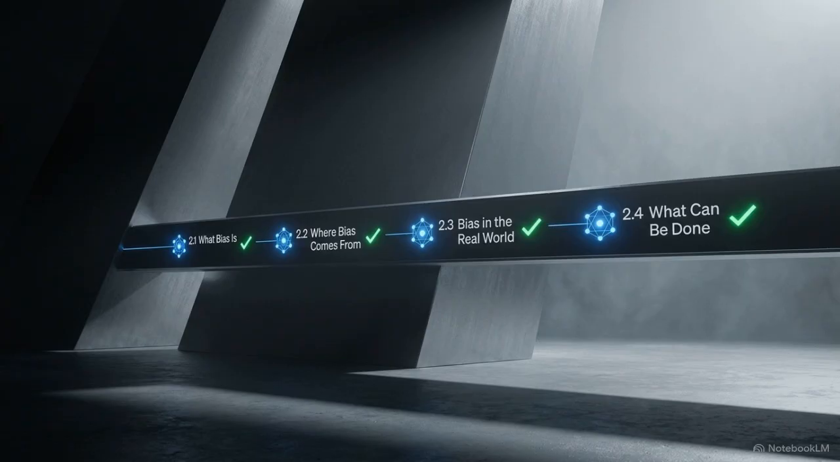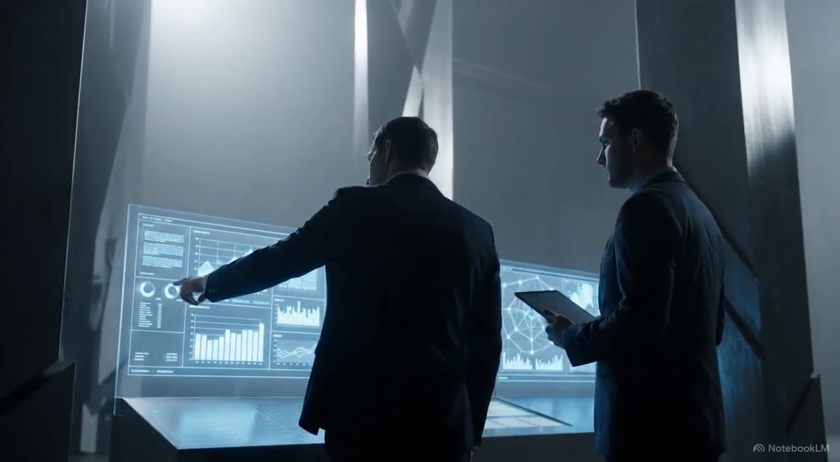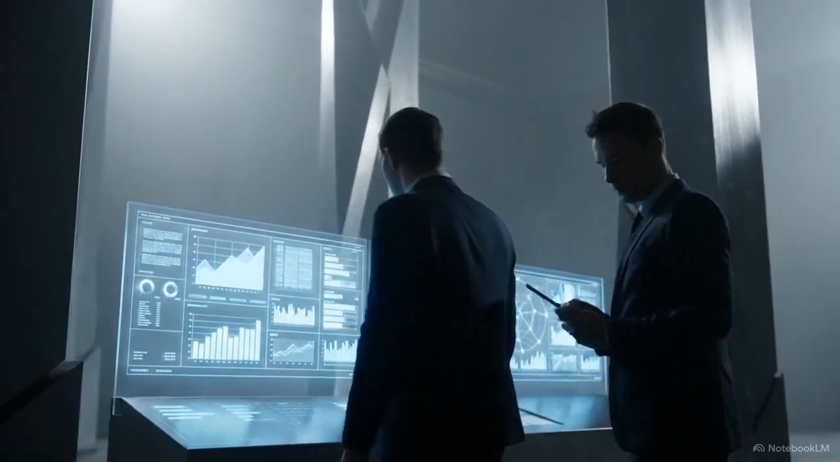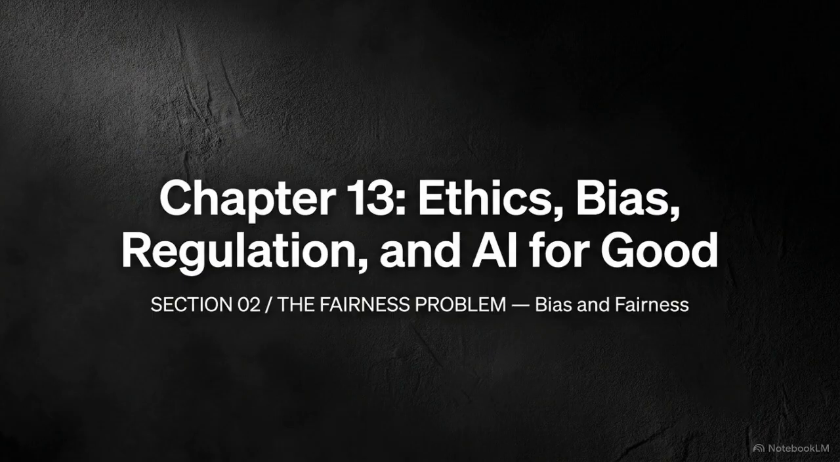We have now established the definition of bias, traced its entry points, examined its real-world harms, and reviewed the methods to mitigate it. AI systems are highly capable, but fairness cannot be assumed. It must be intentionally engineered, rigorously audited, and actively overseen by humans. With these safeguards established, we are ready to move on to the next section.